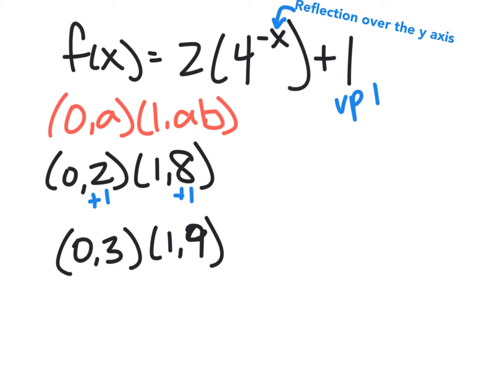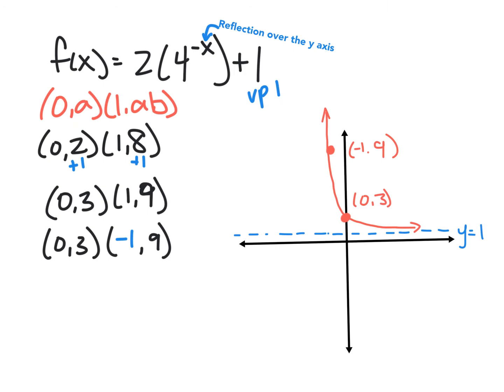And over the y, we do that last. So that just switches my x-coordinates. So 0 is not going to change, but this 1 will become a negative 1, (-1, 9). So whenever I graph it, I'll have the points (-1, 9) and (0, 3), and my horizontal asymptote got shifted up to y equals 1.